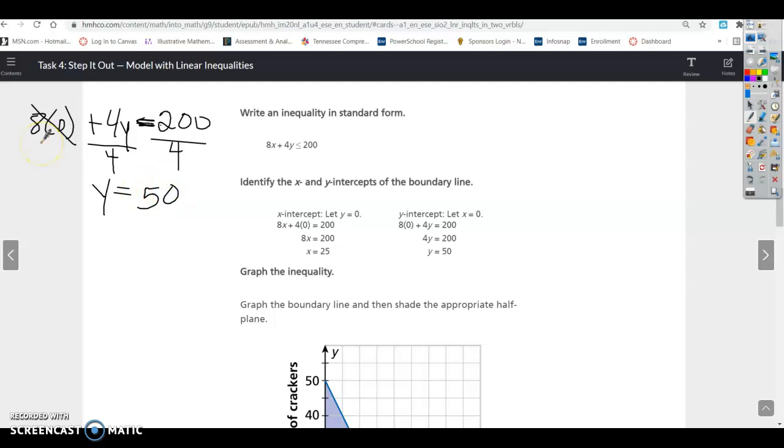And then the other equation would be 8x plus 4 times 0. Substitute 0 in to find the other intercept. And then this would be 0. Divide by 8.